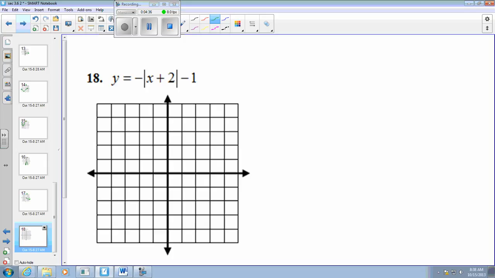And the last one, we have an absolute value graph, vertex at negative 2, negative 1, and it's opening down, so it's going to look like that.